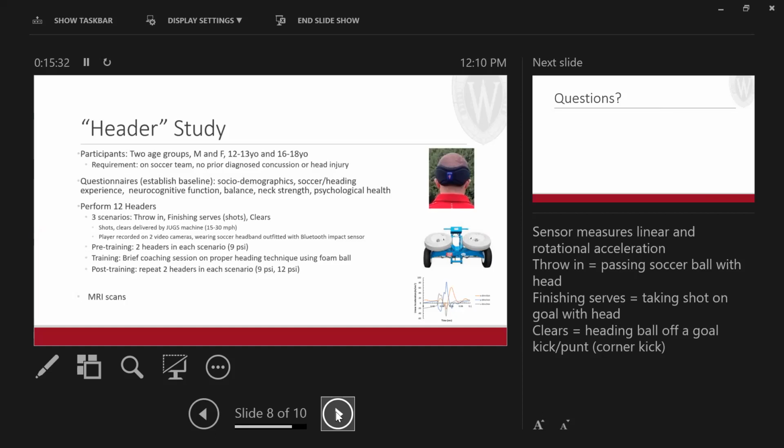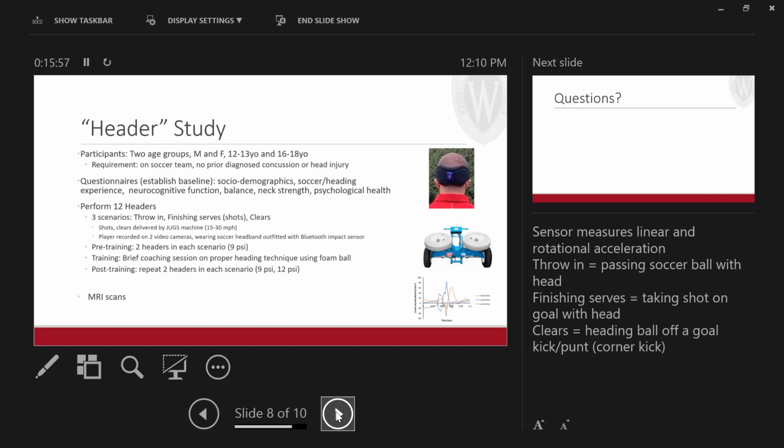But we tried to simulate different heading scenarios, a throw-in, a shot, like a cross shot into the goal, and then a clear. And so we had them do it once, then we gave them a little training session on how to properly head the ball, and then we had them do it again, and we also changed the pressure of the ball to see how that matters. So that's sort of our general testing scenario.